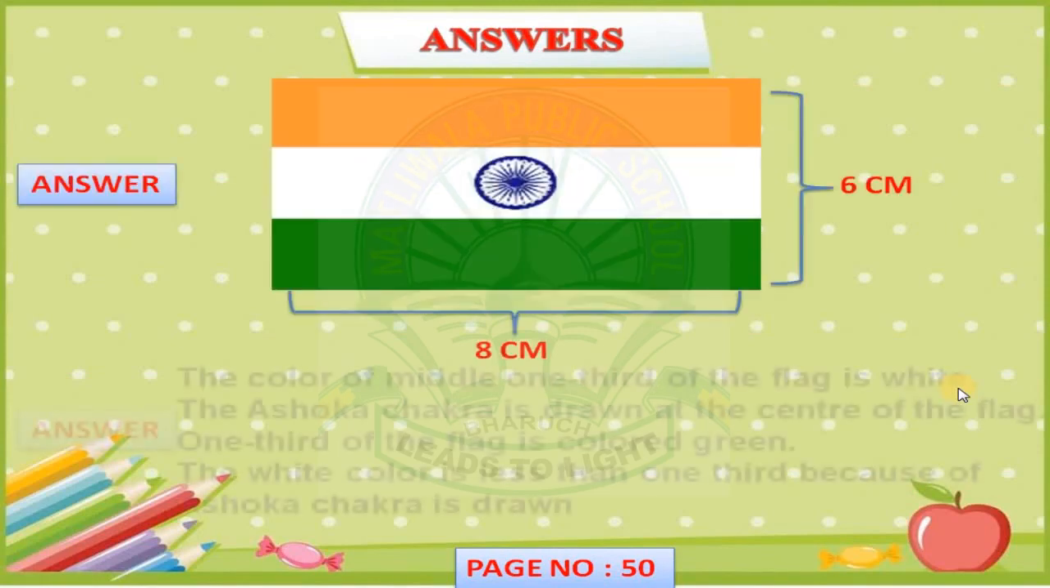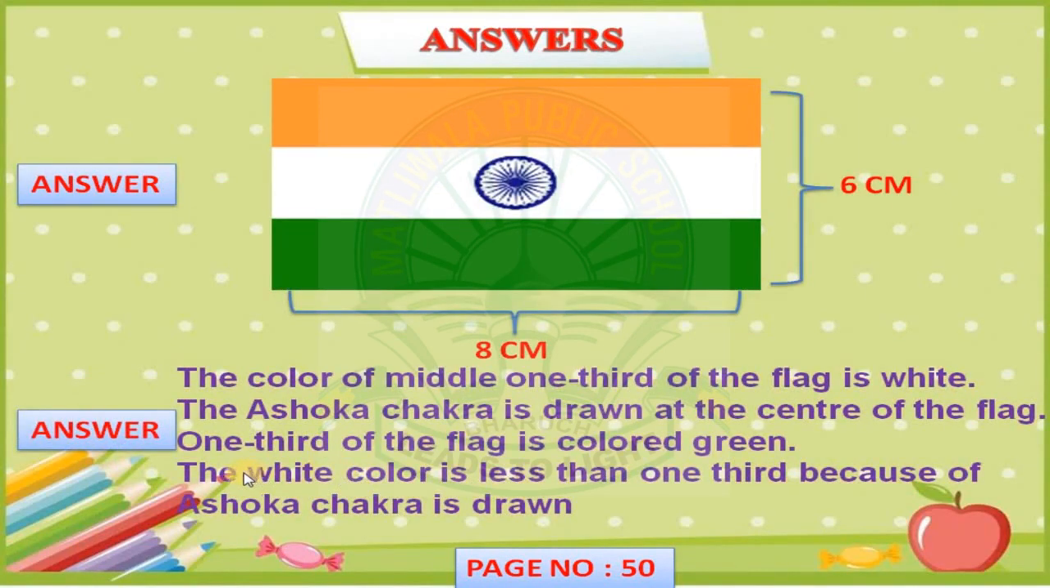So the answer is, look at this side, the white color is less than 1/3 because the Ashoka Chakra is drawn. We have drawn the Ashoka Chakra in the middle of white color, therefore the size of white color is reduced. Understood what I am telling you, beta? Clear? Now we will move on.